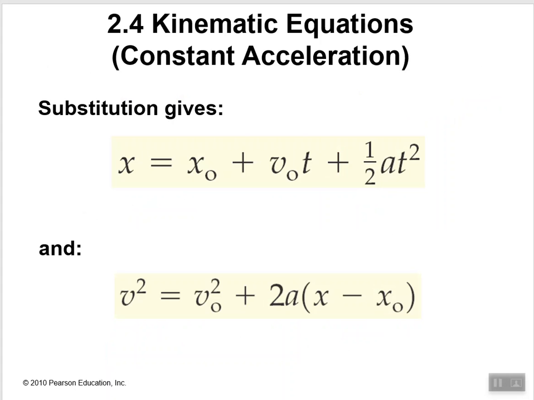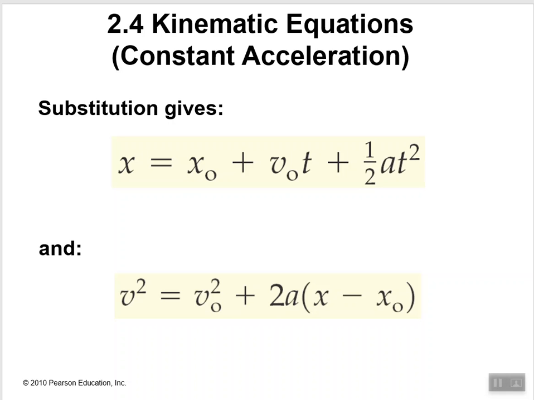Alright, other kinematic equations. We have x equals x naught plus v naught t plus 1/2 at squared. So what this tells us is the final distance, how far an object's gone. We have its initial position, its initial velocity and how long it was going at that initial velocity, plus some type of acceleration, 1/2 at squared.